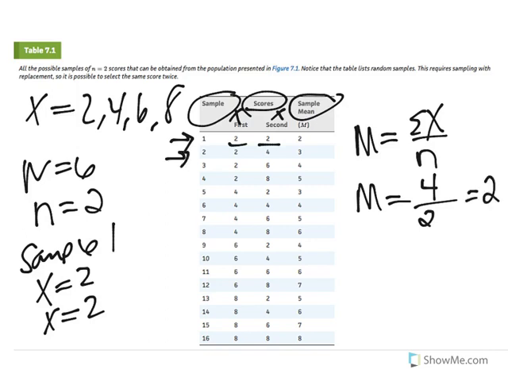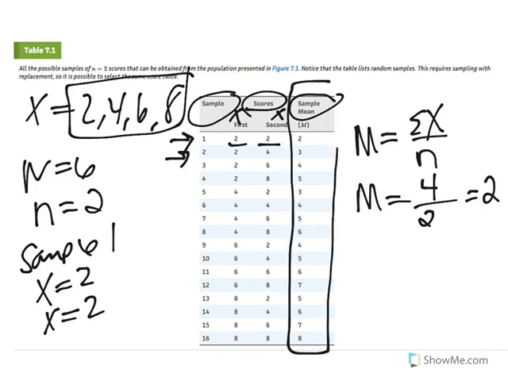And we do that for all possible samples. So my second sample, my first x value is equal to 2, and my second x value is equal to 4. And then I calculate the mean of that sample of 2 scores. So 2 plus 4 is 6, divided by 2, and I get a sample mean of 3. And we do that for all possible samples from the original population. Okay, so that's how we're coming up with these averages in this last column. These are all the sample means for all possible samples of 2 scores for this original population of 4 scores.